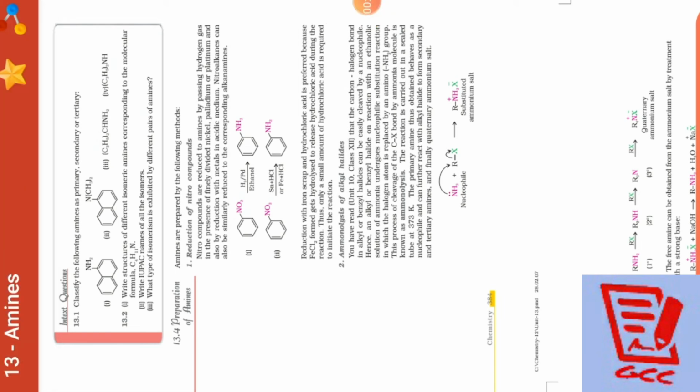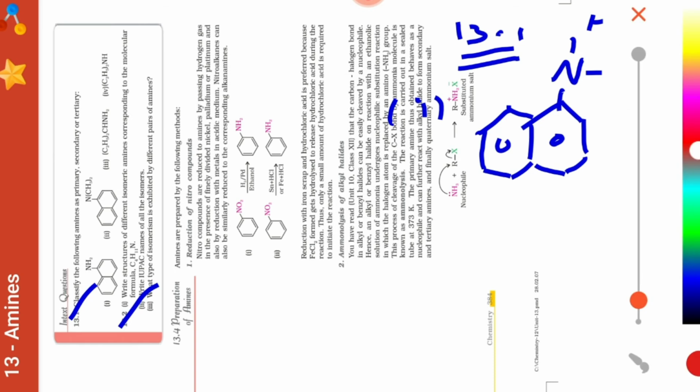So now today we are going to do the in-text questions of amines. There are questions number 13.1 and 13.2. In question 13.1, the first part is here. They have given you benzene, and there is an attachment of NH2. Only one hydrogen has been replaced, so it is a primary amine.